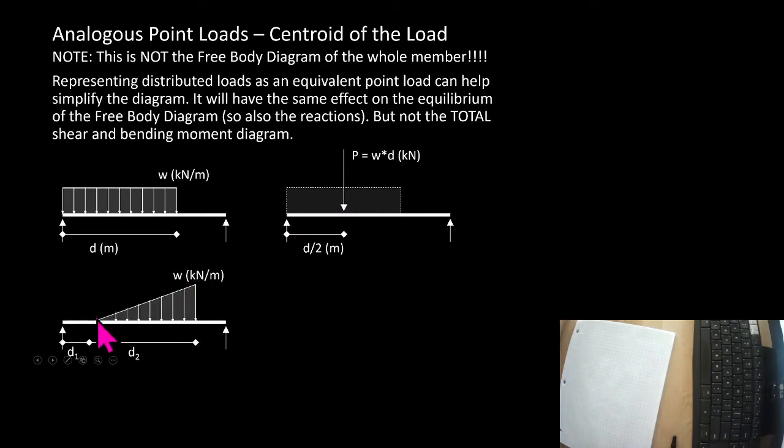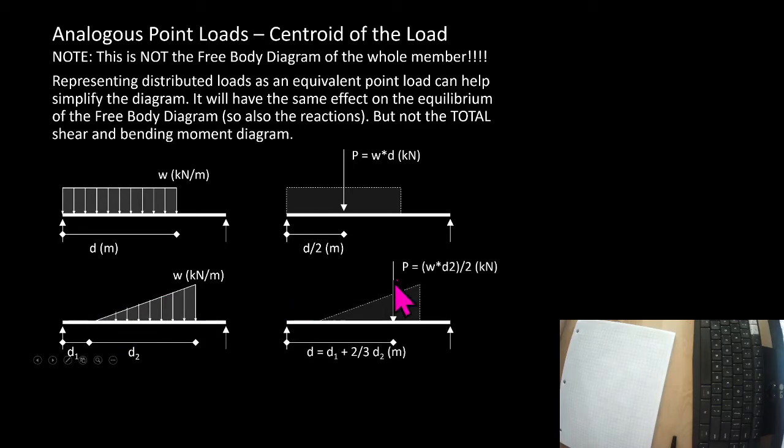If we had a triangularly distributed load, we know that the analogous point load that represents this would happen at the centroid of the triangle. Well, we know a centroid of the triangle happens 2/3 over this way, or 1/3 over this way, and the load is the amount of that triangle, or W times D2, which would give us the full rectangle, divided by 2. Or P equals W times D2 divided by 2, and it is happening at 2/3 of D2.